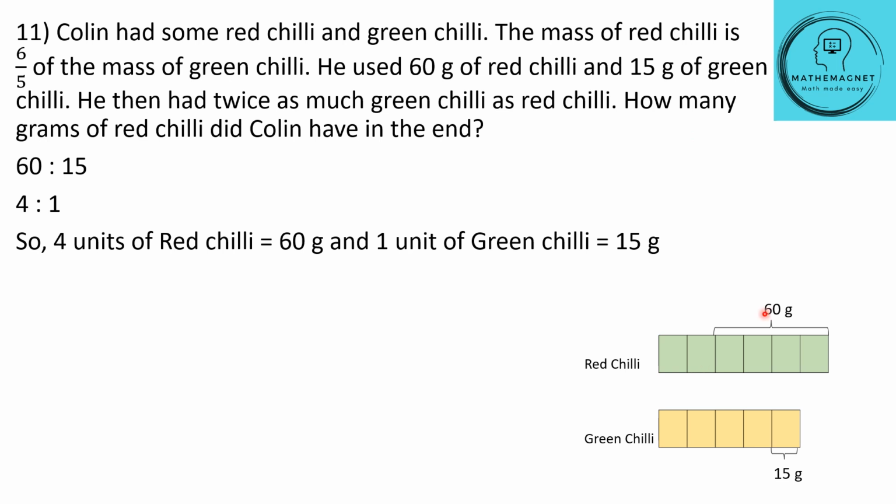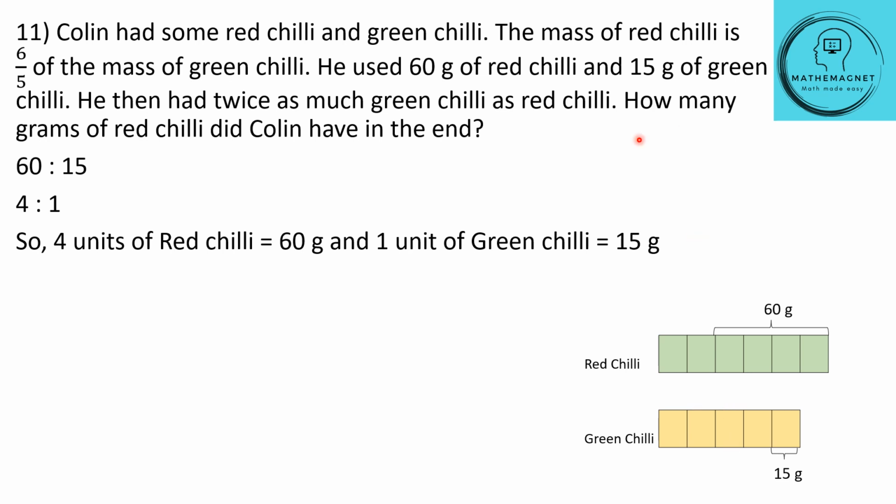Now when we do that, we also notice that 2 units of red chili is left and 4 units of green chili is left. That is what they have mentioned, that green chili is twice the amount of red chili. So red chili is 2, green chili is 4.